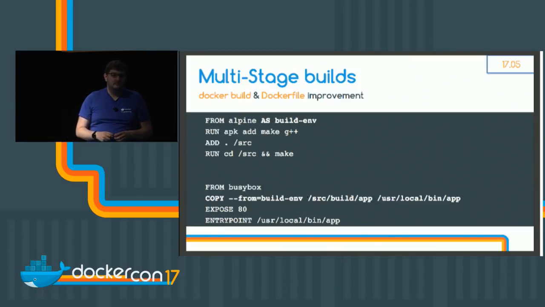Just following up on a previous question, will there be any way in the future to extend this multi-stage Dockerfile to copy layers instead of copying files from a previous Docker image? I mean, that's a great suggestion. Today, it's not on the roadmap, but we'll gladly talk to the team and work on it. I guess it would be possible.